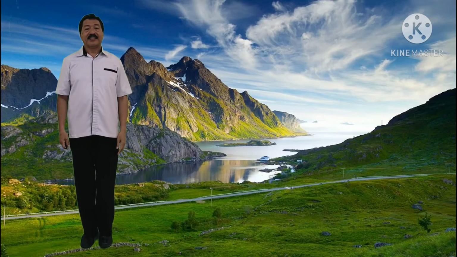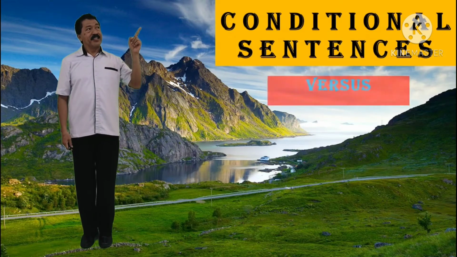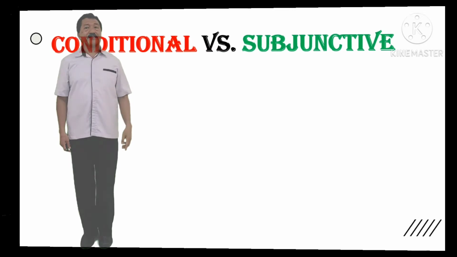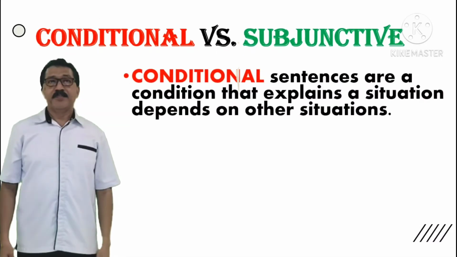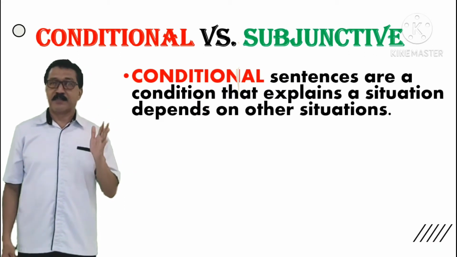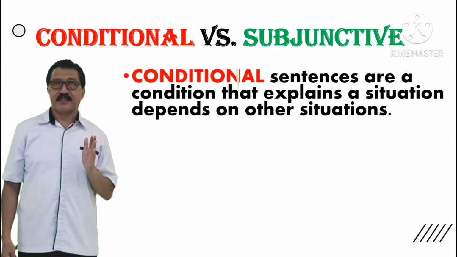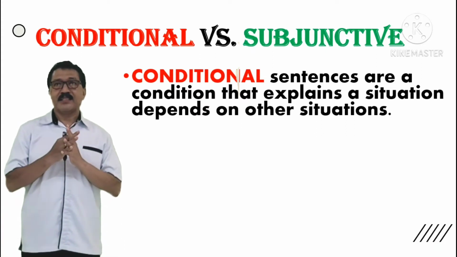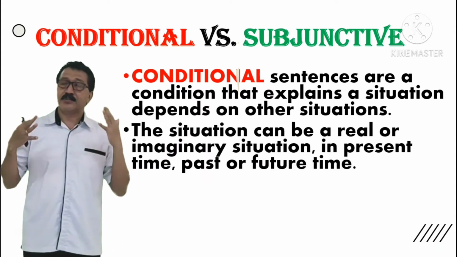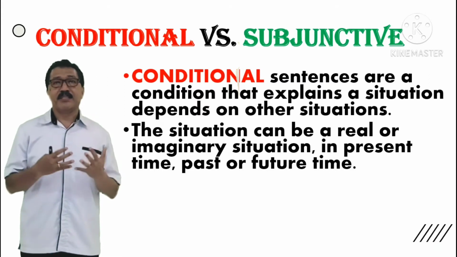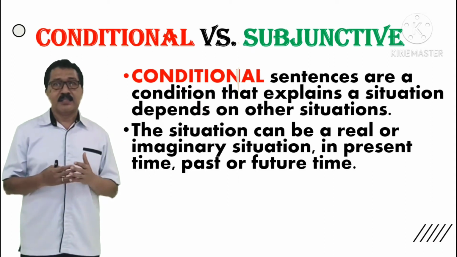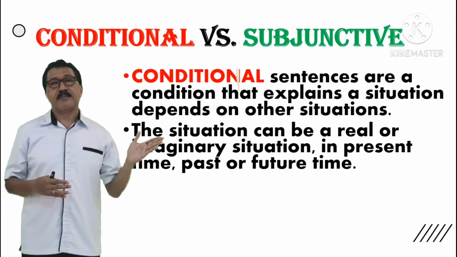So today's topic is about conditional sentence versus subjunctive modes. Now we are going to see the difference between conditional sentence versus subjunctive. What is conditional sentence? Conditional sentences are a condition that explains a situation depends on other situations. And this situation can be a real or only imaginary situation in present time, past time, or future time.